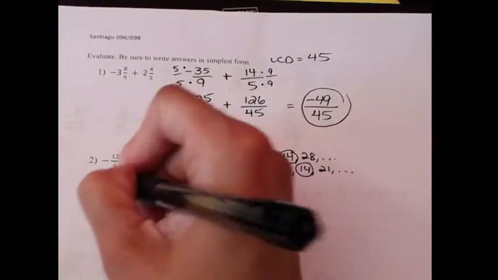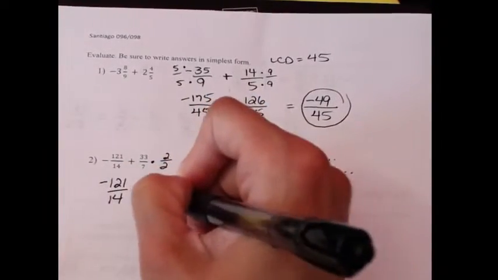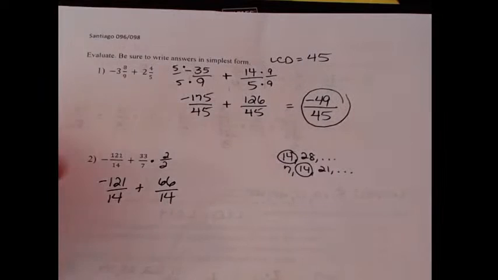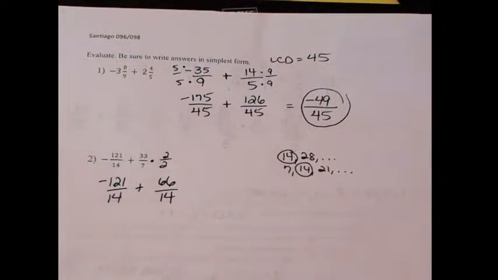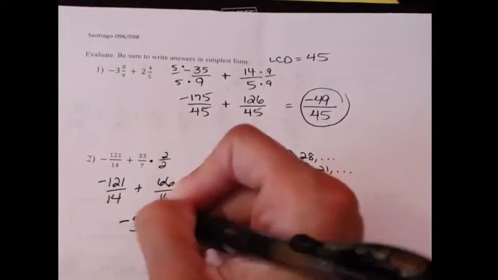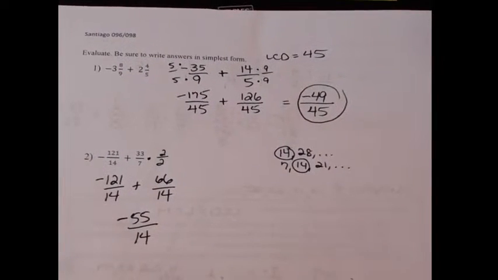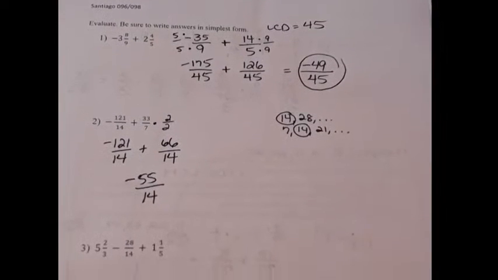That leaves me with negative 121 over 14 plus 66 over 14. We've created equivalent fractions by multiplying by a 1. At this point, we have negative 121 plus 66. We combine those to get negative 55, and you keep the denominator, which is 14. Always double check to see if you can reduce that, and luckily for us, we cannot. Negative 55 over 14 is as reduced as it gets. Okay, I'm going to give you a shot at number 3. Enjoy.